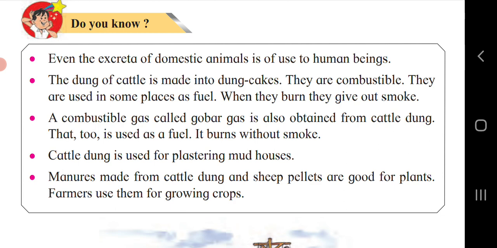It burns without smoke. Cattle dung is used for plastering mud houses. Manures made from cattle dung and sheep pellets are good for plants. Farmers use them for growing crops. As with the animals, the excreta of domestic cattle is useful for making manures and fuel. In villages, dung cakes are used as fuel. Gobar gas is also obtained from cattle dung. Also, cattle dung and sheep pellets serve as good manure for the crops.